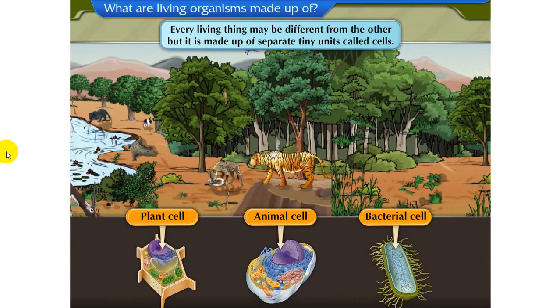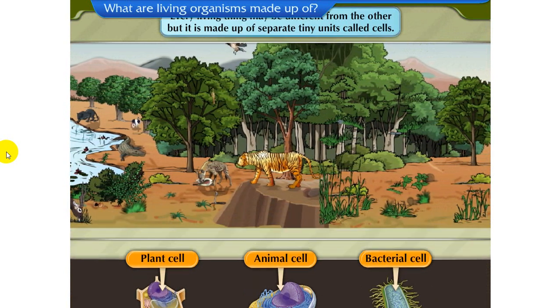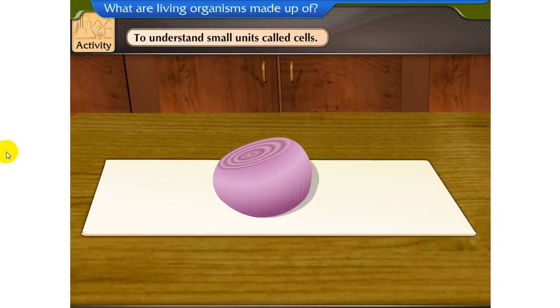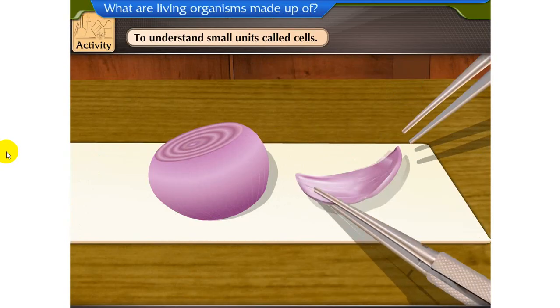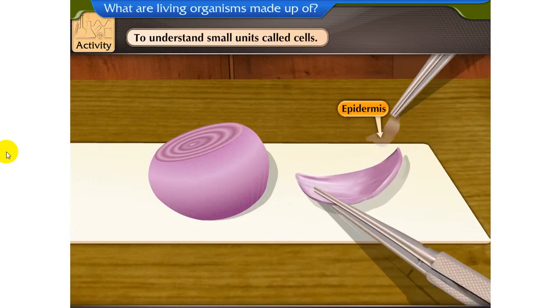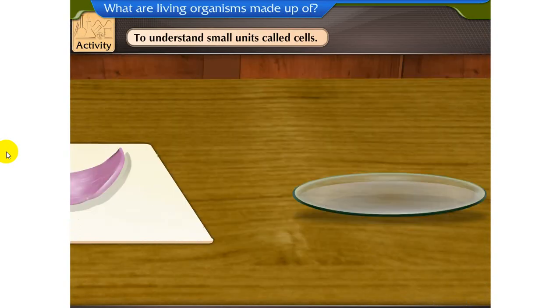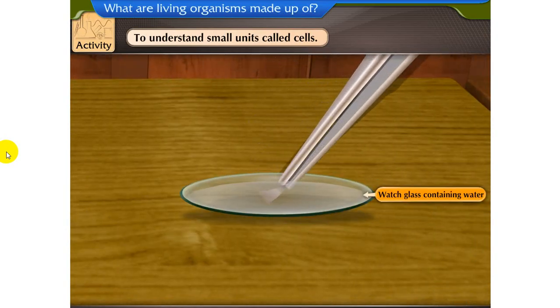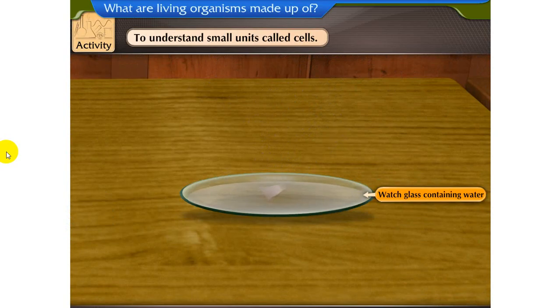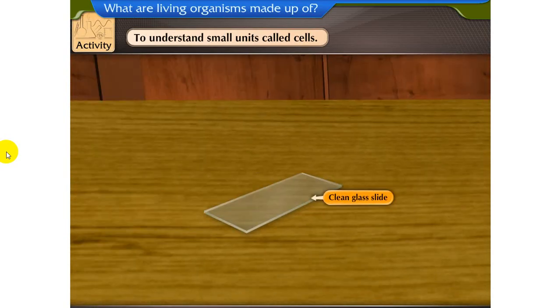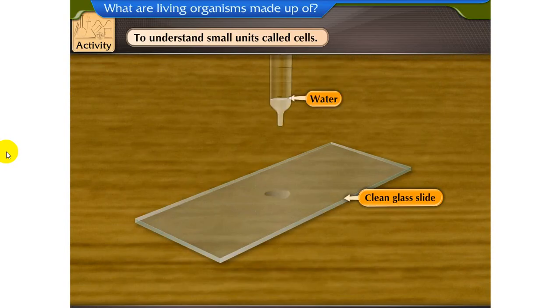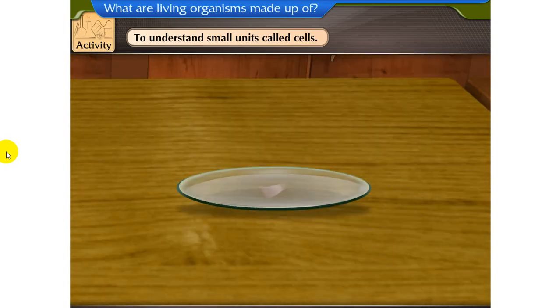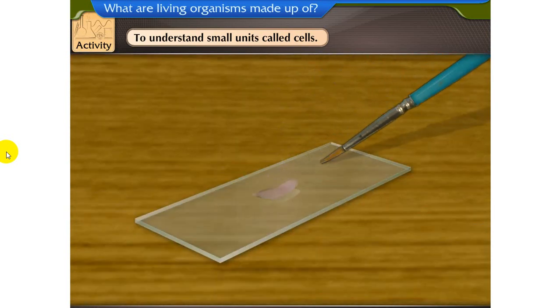Let us understand these small units with the help of an activity. Activity. Take a small piece of onion bulb. With the help of a pair of forceps, peel off the skin called epidermis from the concave inner side of the onion. Put it in a watch glass containing water. This will prevent folding and drying of the separated peel. Take a clean glass slide. Put a drop of water on it. Transfer a small piece of peel on the slide with the help of a brush. Stretch the peel and make it flat on the slide.